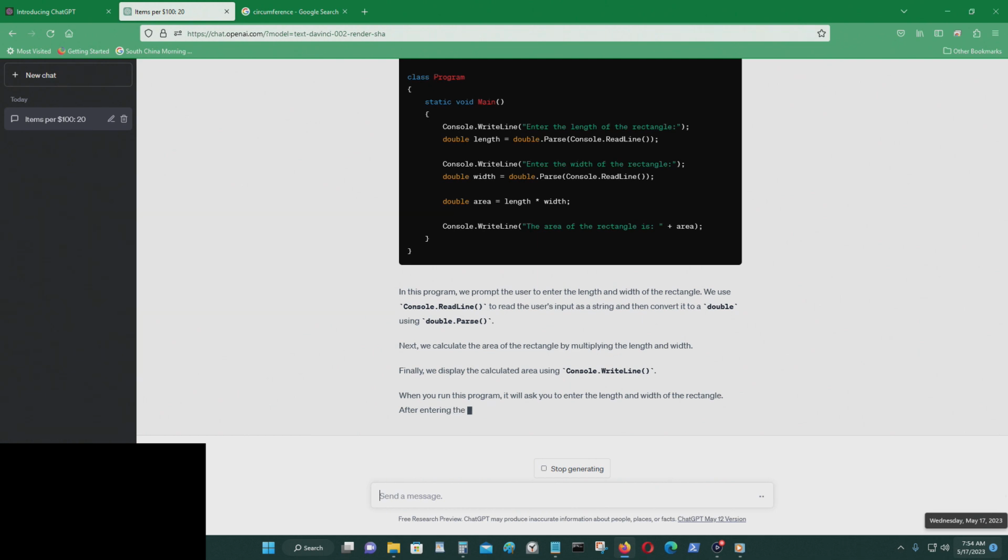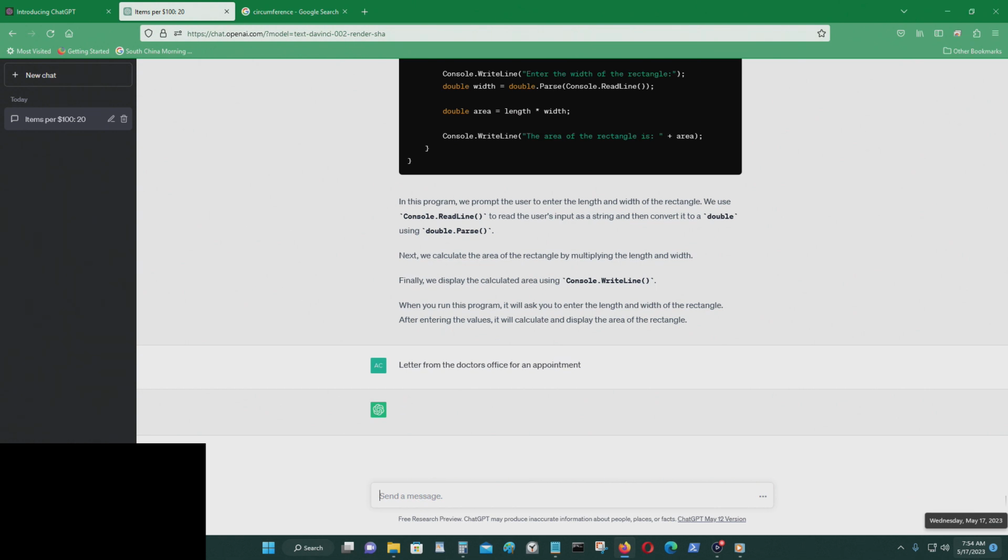Next thing, I want to do something very different, like telling ChatGPT to write a header for a letter from a doctor's office or something. Let's do that. Letter from doctor's office for an appointment. Okay.